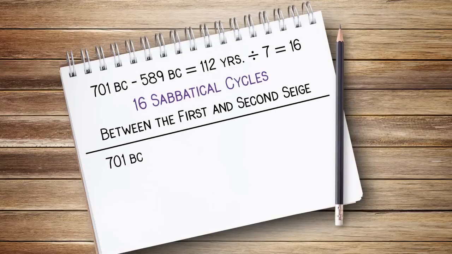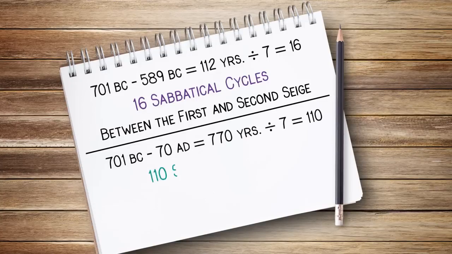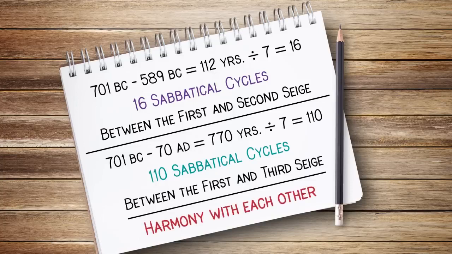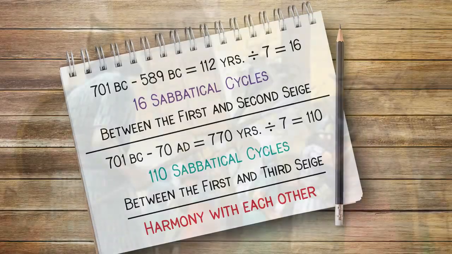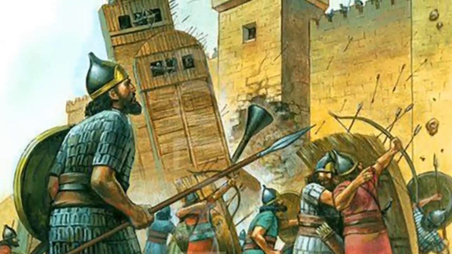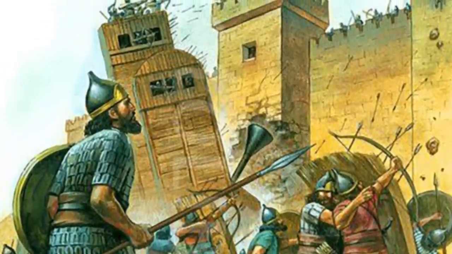701 BC to 70 AD equals 770 years divided by 7 equals 110 sabbatical cycles between the first siege and the third siege. All three of the sieges of Jerusalem are in harmony with each other, as they all happened on the same sabbatical cycle that started with creation. But wait, there's more. The time periods identified by the Lord as periods of iniquity are also number clues.